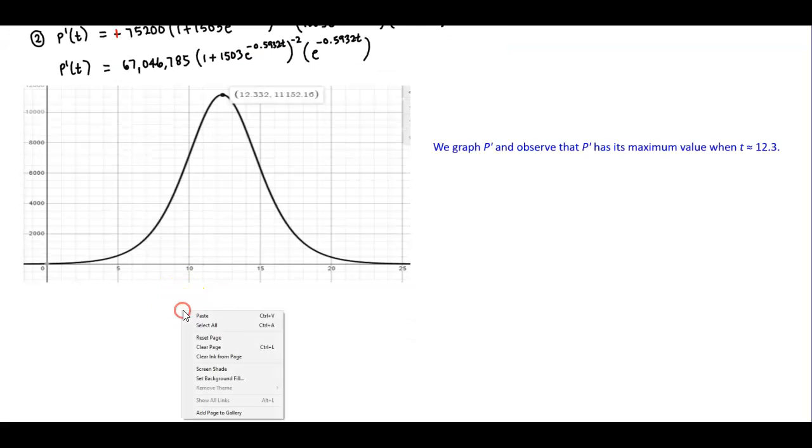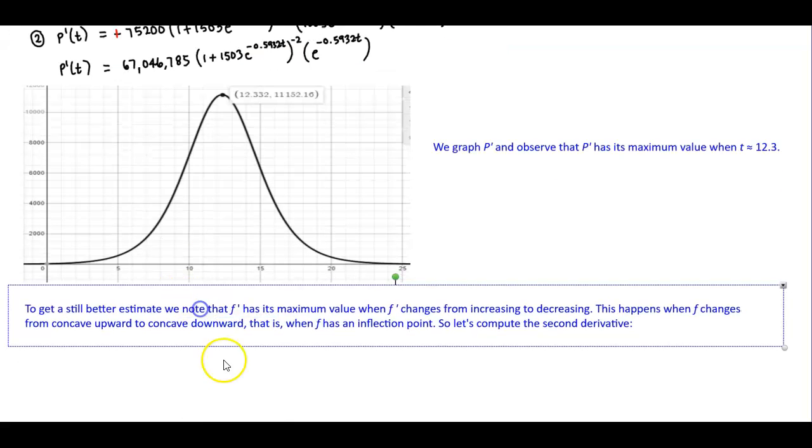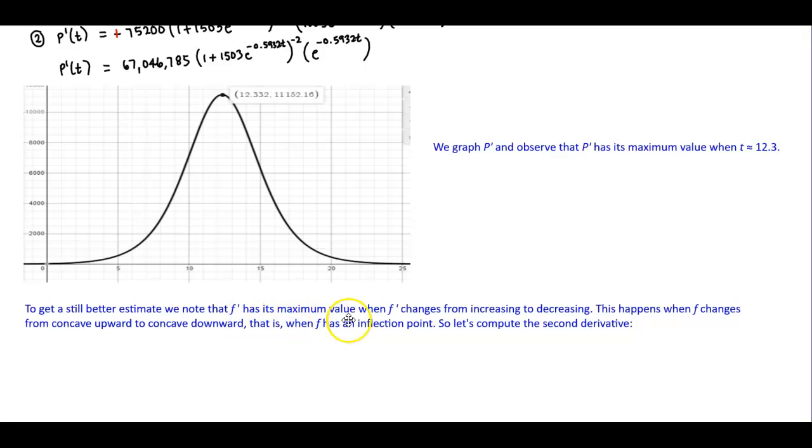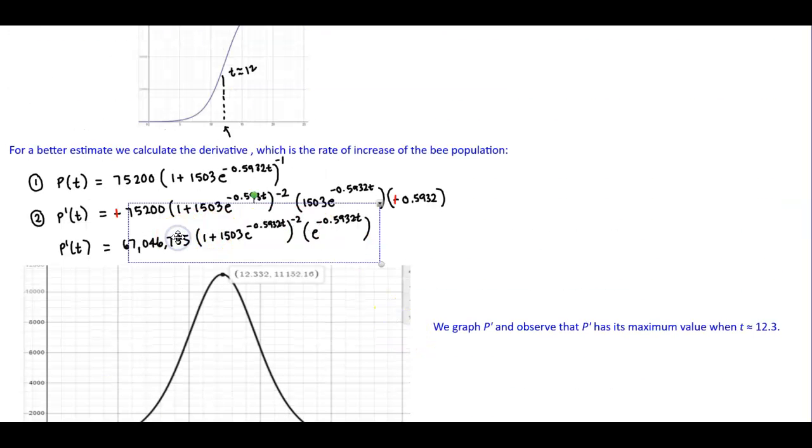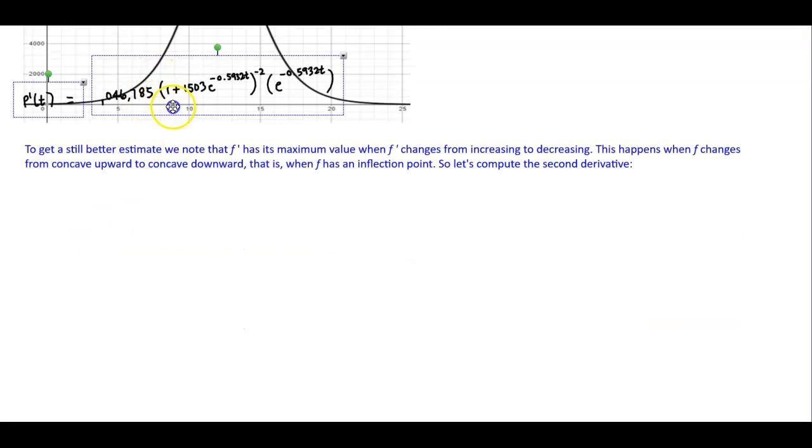And so now we want to get a better estimate. To get a better estimate, we note that f prime has a maximum value when f changes from increasing to decreasing. So this happens when f changes from concave up to concave down, when f has an inflection point. So let's compute the second derivative. We want to find the second derivative using the first derivative. So let's go ahead and copy the first derivative here. We'll bring it down here.